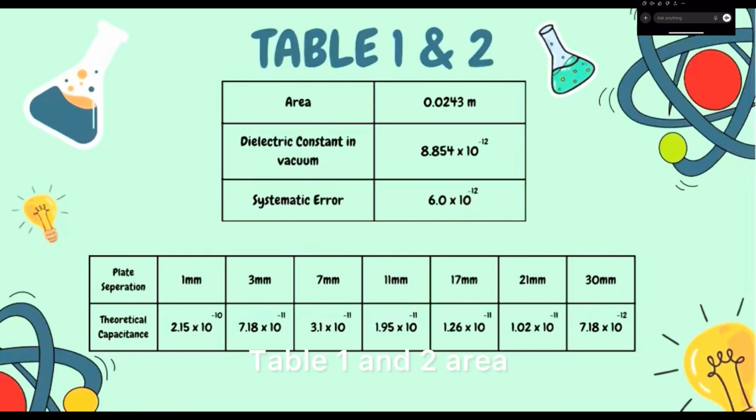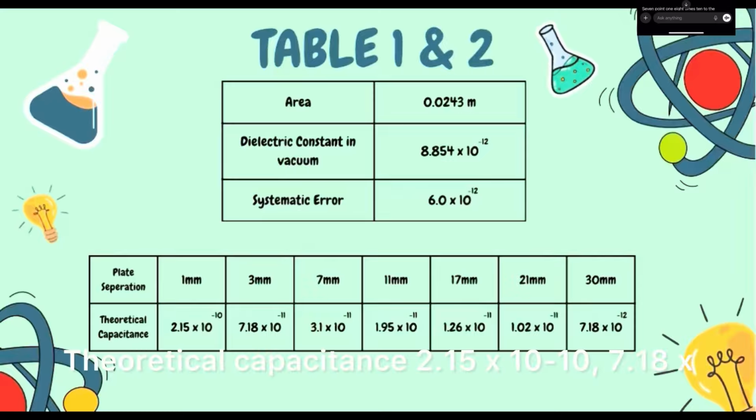Table 1 and 2 area 0.0243 meters squared. Dielectric constant in vacuum 8.854 times 10 to the negative 12. Systematic error 6.0 times 10 to the negative 12. Plate separation 1 millimeter, 3 millimeters, 7 millimeters, 11 millimeters, 17 millimeters, 21 millimeters, and 30 millimeters.